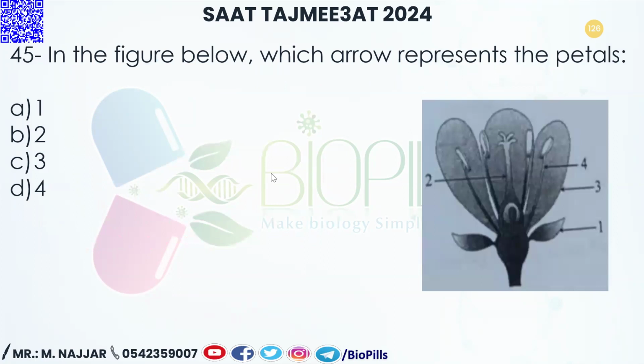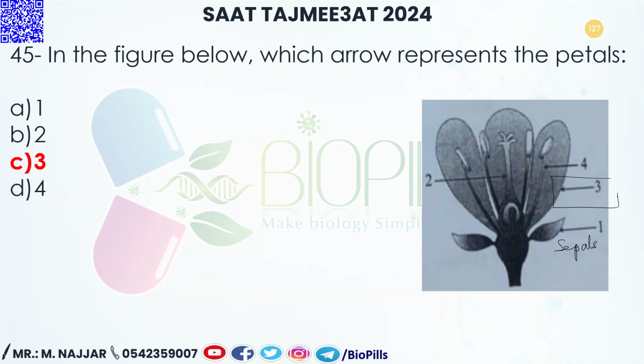Here, in the figure below, which arrow represents the petals? Where are the petals here? Where are the petals? 1, 2, 3, or 4. Very easy. Don't need all of this time. Petals are C, which is the 3 here. Here is the petals. Here the sepals.